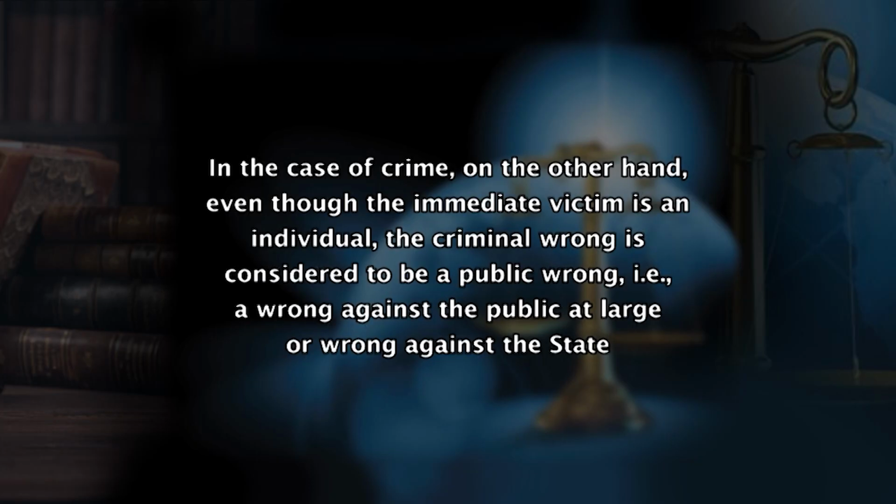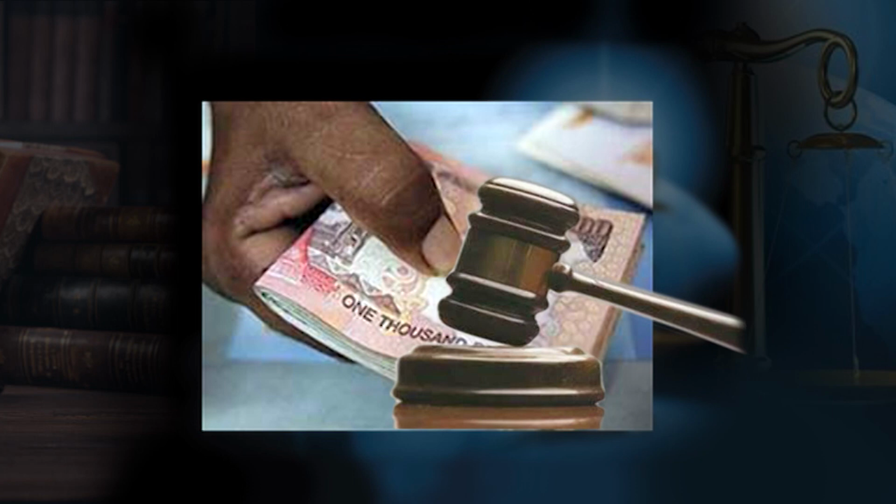In the case of crime, on the other hand, even though the immediate victim is an individual, the criminal wrong is considered to be a public wrong, that is, a wrong against the public at large or a wrong against the state. The criminal proceedings against the wrongdoer are, therefore, not brought by the injured party but by the state. Moreover, except in certain exceptional cases, the law does not permit a settlement in criminal cases between the wrongdoer and the aggrieved party, and thus the compounding of an offence is, as a general rule, considered to be unlawful. In the case of tort, the ends of justice are met by awarding compensation to the injured party.